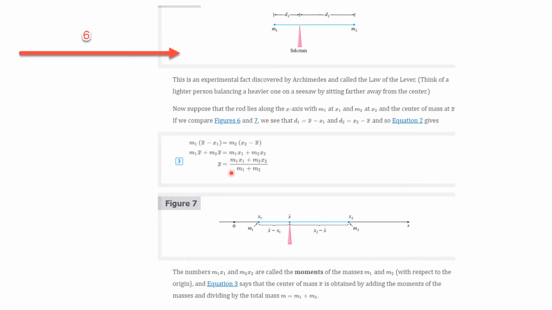These two numbers, m1 x1 and m2 x2, are called moments of the masses m1 and m2 with respect to the origin. The equation says that the center of mass, x bar, is obtained by adding the moments of the masses and dividing by the total mass, m1 plus m2.